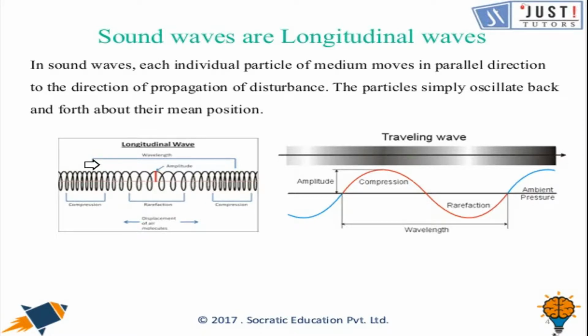Actually, we know that a wave is a disturbance when anything vibrates. In case of sound, when anything vibrates, the particles of the medium start oscillating. So, in case of a longitudinal wave, the particles of the medium move in a direction parallel to the propagation of the disturbance. Particles simply oscillate back and forth. In case of transverse waves, the particles oscillate up and down, but in case of sound waves and longitudinal waves, particles move back and forth about their mean position. So sound is a type of longitudinal wave.